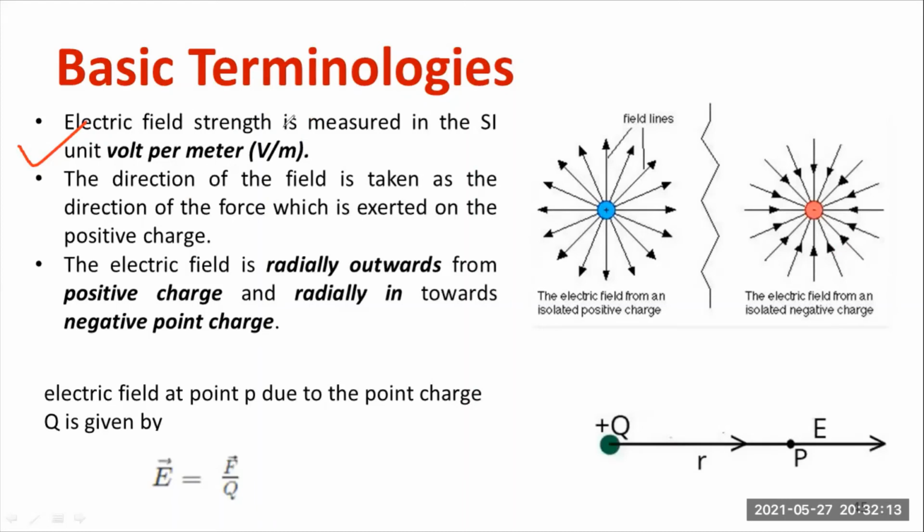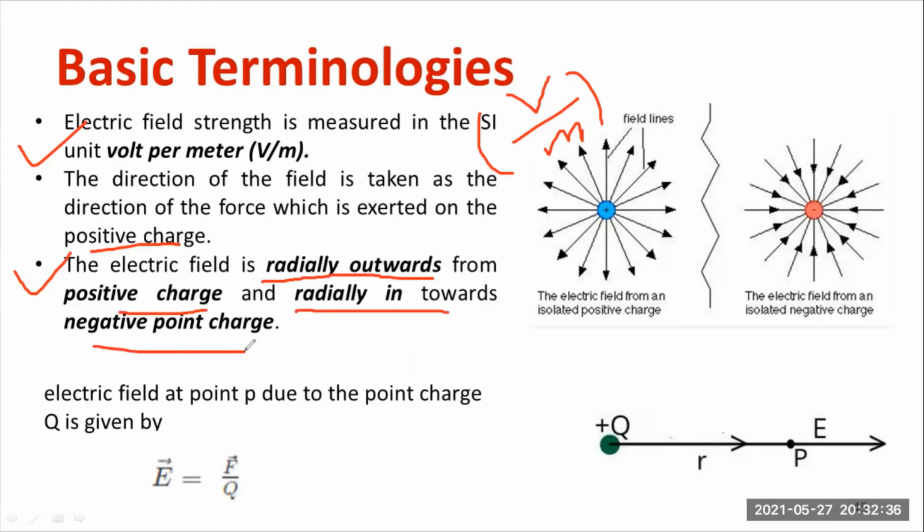Now, electric field strength can be represented as volt per meter. Another unit is volt per meter. The direction of the field is taken as the direction of the force exerted on the positive charge. So we are talking based on a unit test charge. If I talk about the direction, it is radially outwards from the positive charge, whereas for negative charges, it will be radially inward.